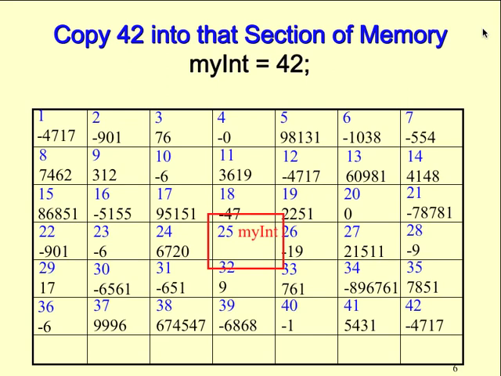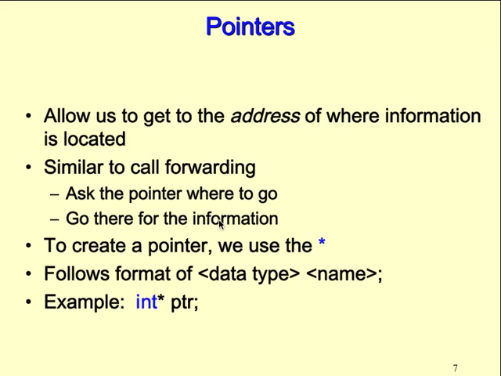So we copy 42, let's say, into the section of memory that we're calling myInt. And we say myInt is equal to 42. And so now it goes out to myInt, which is at address number 25, and we're going to put the value of 42 in there. So now we've got 42. This you've done so far. You've done this every time you created an integer.